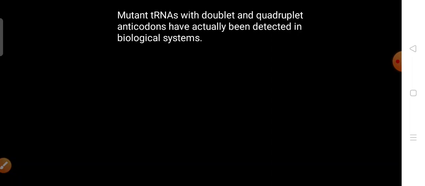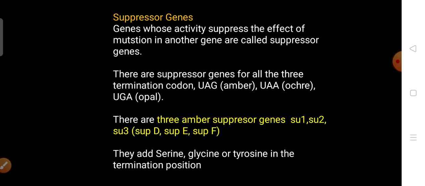So mutant tRNA with doublet and quadruplet anticodons have actually been detected in biological systems, which can suppress the effect of frameshift mutation. So whether it is nonsense mutation or any other mutation whose effect is suppressed, whenever genetic suppression takes place in an organism, it is because of the suppressor genes which bring about the genetic suppression.